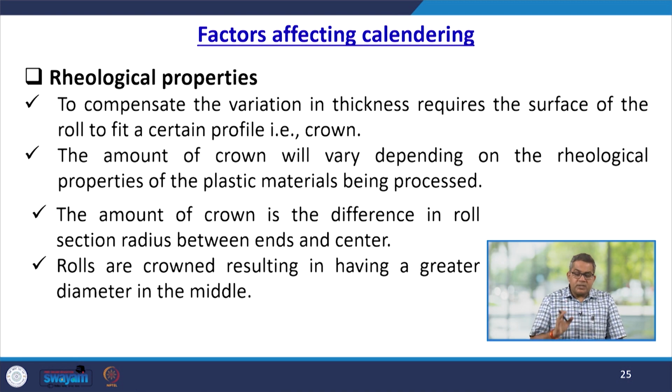Now this, to compensate for the variation in the thickness, requires the surface of the roll to fit a certain profile, that is a crown, and the amount of crown will vary depending on the rheological properties of the plastic material being processed. So the amount of crown is the difference in roll section radius between ends and center, and rolls are crowned, resulting in having a greater diameter in the middle.